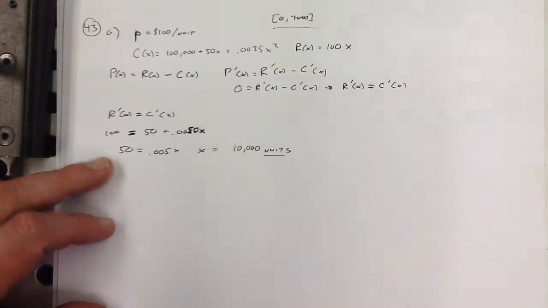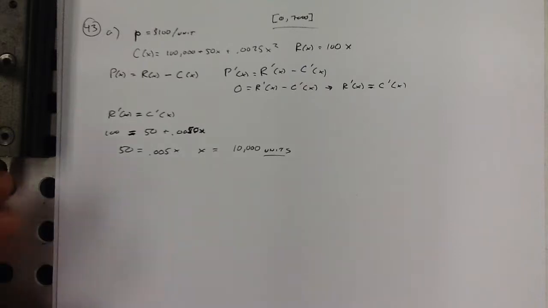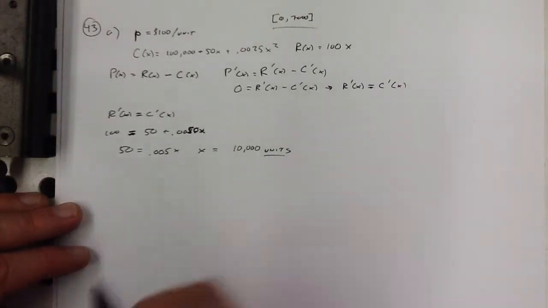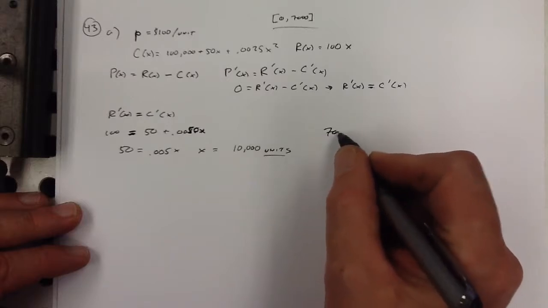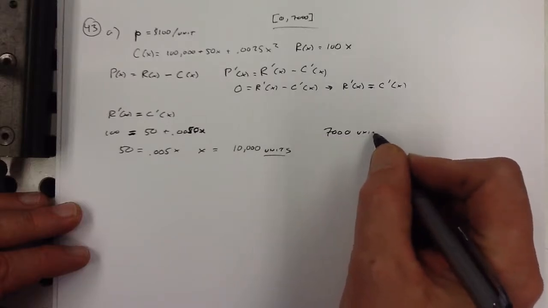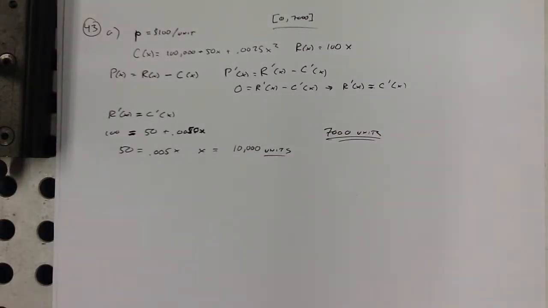But look, we're only capable of making 0 to 7,000 units. So the answer would be we want to make 7,000 units per day. We want to max that out, right? Would it benefit the manufacturer to expand the daily production capacity? Yes, it would, because then we could get closer to the 10,000 units where the maximum is.